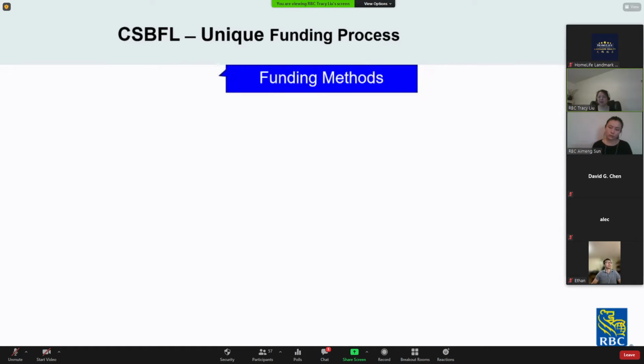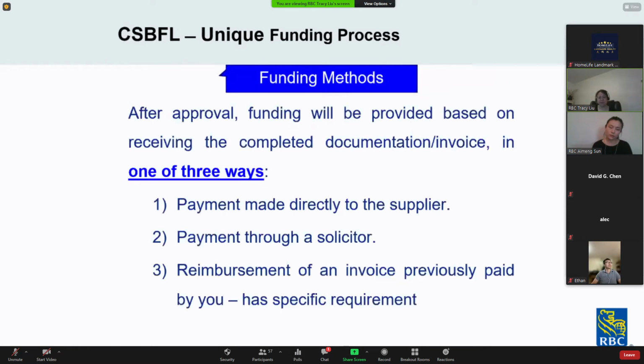Now, how can we get money? There are 3 ways. First, and the majority, is payment made directly to the supplier, which means once you finish the renovation and present us with the invoice, we will pay the renovation company directly, plus your portion, of course. Or when you purchase a property, let's say a commercial unit, or purchase a business through a lawyer, we pay your lawyer, just like a conventional loan or mortgage. Or, the 180-day rule we just mentioned: we reimburse what you paid, but the money will be credited back to your account because you already paid the vendor.